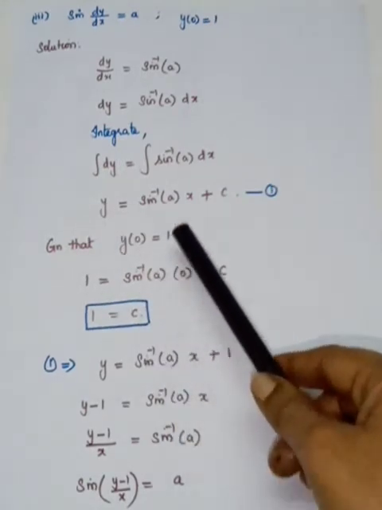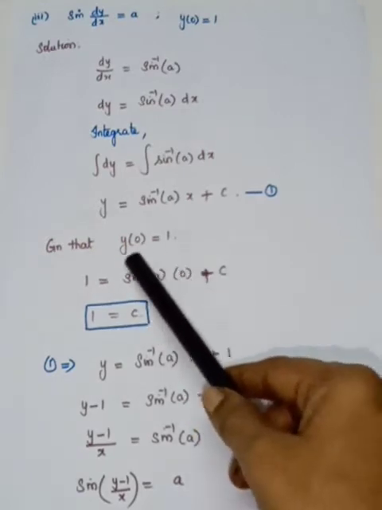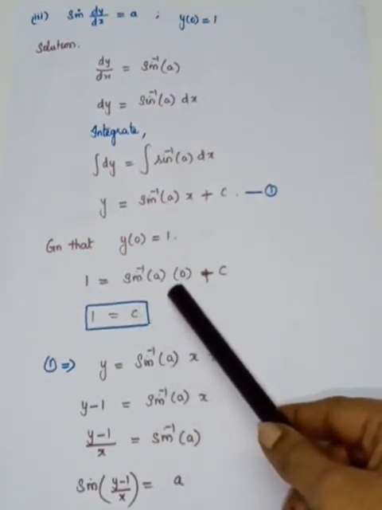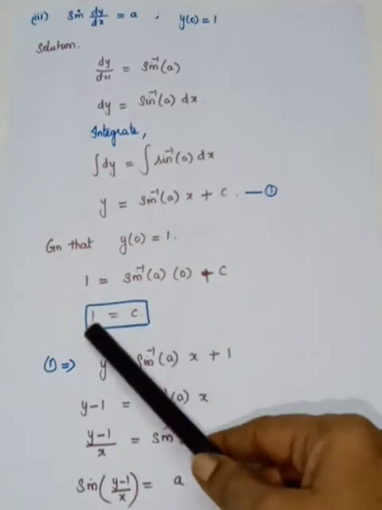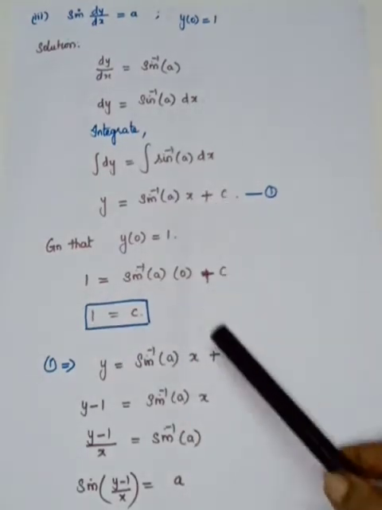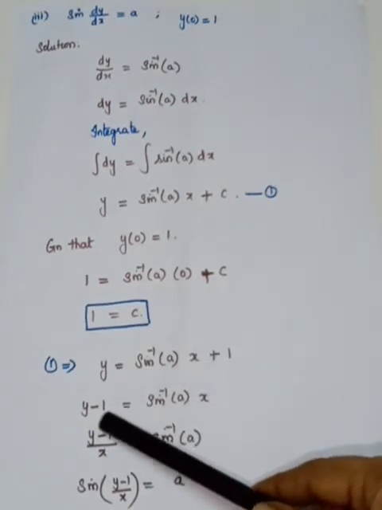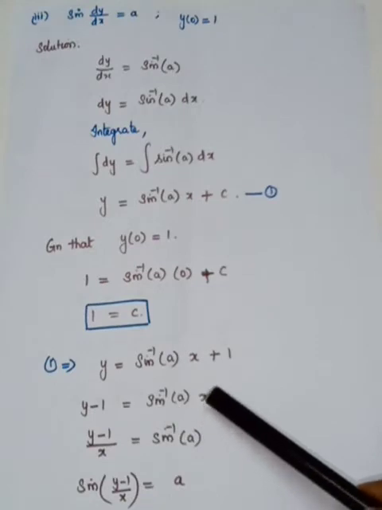Sine inverse of a, what is x? x is 0 plus c. So if you multiply with 0, this term becomes 0. So therefore c is equal to 1. If you substitute c as 1 and bring it to the left side, it is y minus 1 equal to sine inverse of a into x.